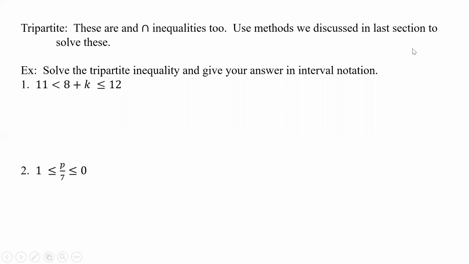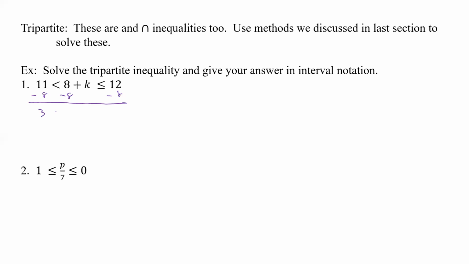All right, so here's the tripartite. We've seen these already. These are "and" inequalities too, so it has to have that intersection. We use the methods we discussed in the last section to solve these. We're just going to simplify and get the k or the p all by itself in the middle. Whatever we do on this term, we have to do here and here. So we're going to subtract 8 in all three cases.